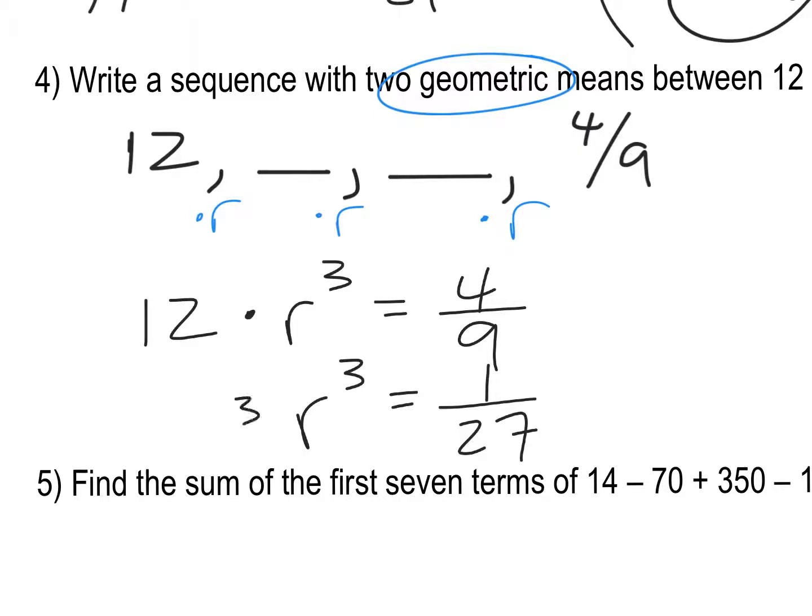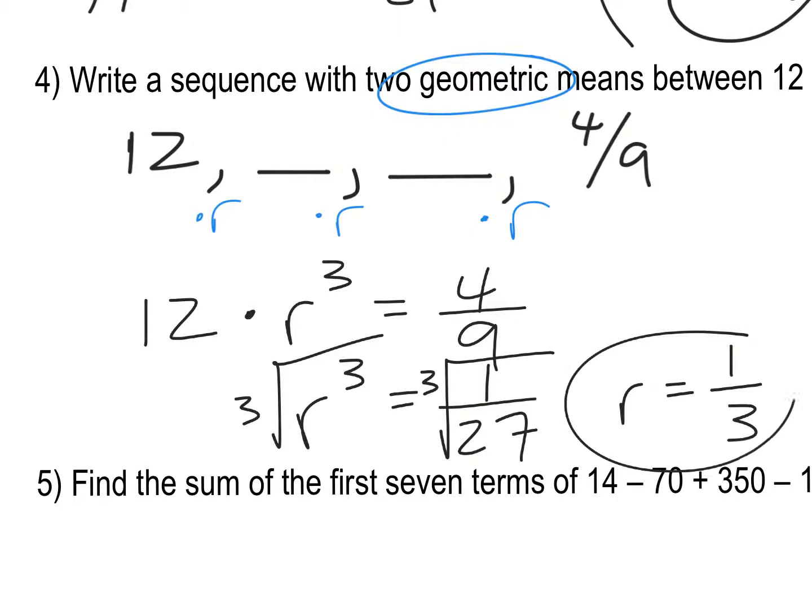And then again, you cube root both sides. How do you cube root a fraction? You cube root the top and the bottom. You end up with R equals 1/3. Okay, and so now that I have my 1/3, I'm just literally going to take my 12 and multiply by 1/3. So when I take that 12 and multiply by 1/3, I get 4. When I multiply that by 1/3, I get 4/3. And when I multiply it by 1/3 again, I end up with 4/9. So I nailed it.